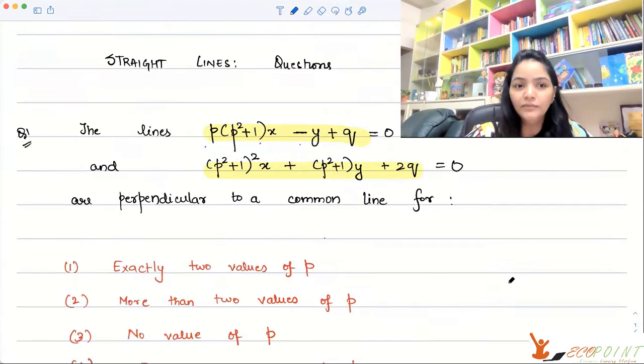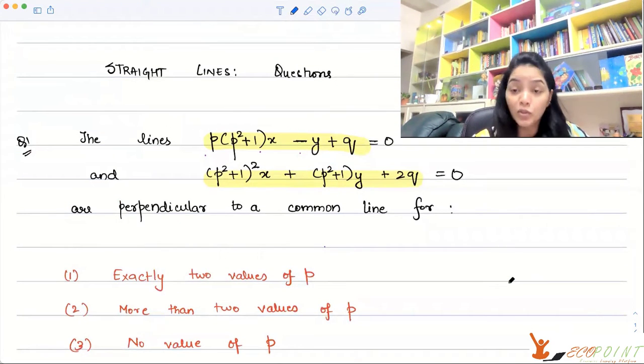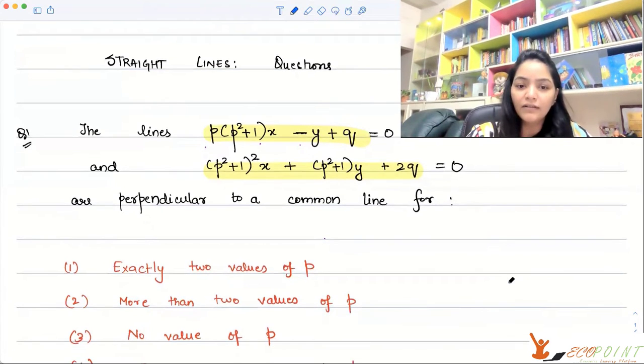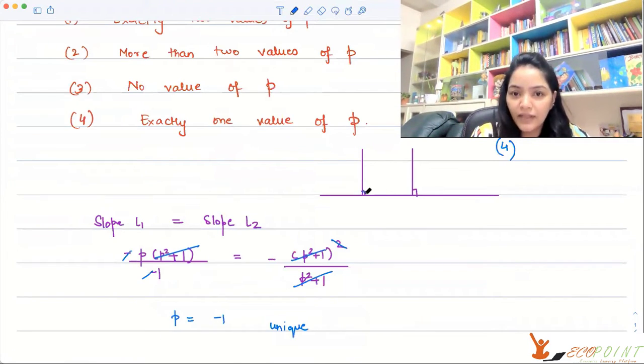So what have we done here? You were given two lines, and the two lines are perpendicular to a common line. If they're perpendicular to a common line, they fall at 90 degrees on this common line, so these two lines are definitely parallel to each other. If they're parallel, the slope is the same. We use the slope formula, equate it, and that gives you the value of p.